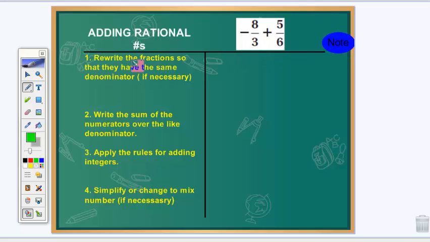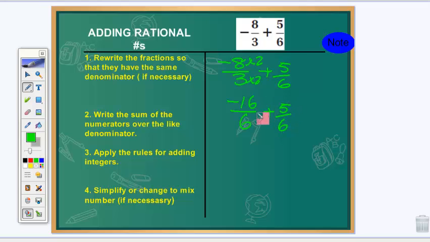So here, the first step will be to rewrite the fractions so that they have the same denominator. What do I mean by that? Similar as before, to add or subtract any fractions, they must have the same denominator. Same thing here, there's nothing new. So let me go ahead and recopy this down. Here the LCD will be 6, so we can multiply the first fraction by 2 to get an equivalent fraction, and this will be negative 16 over 6 plus 5 over 6.